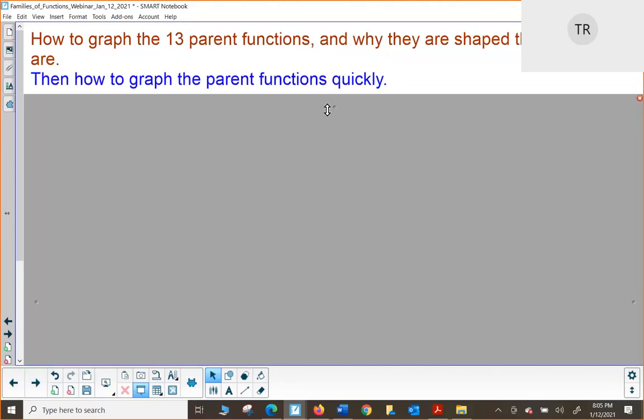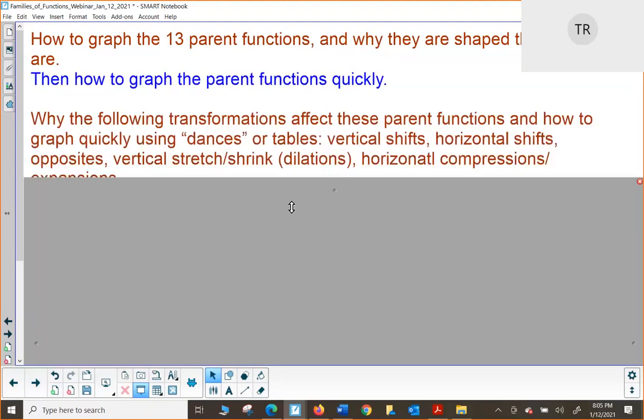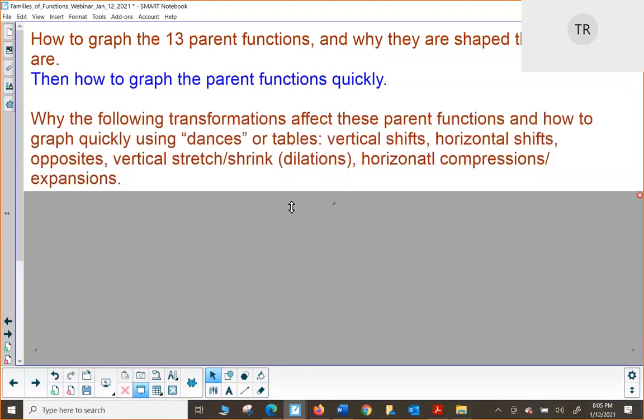Don't worry about memorizing any of this. And then we talk about the 6 transformations. I like to use the phrase how the graphs are graphed by using something called a dance, or you could also use a table. We're going to look at vertical shifts, horizontal shifts, opposites of functions, vertical stretch and shrink, horizontal compressions and expansions, and also f at the opposite of x.